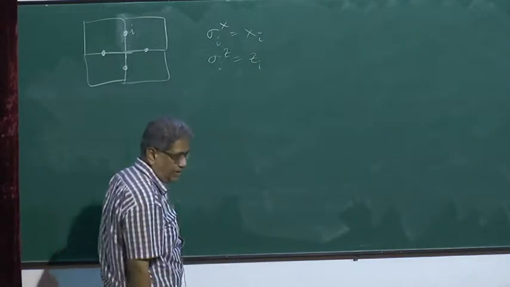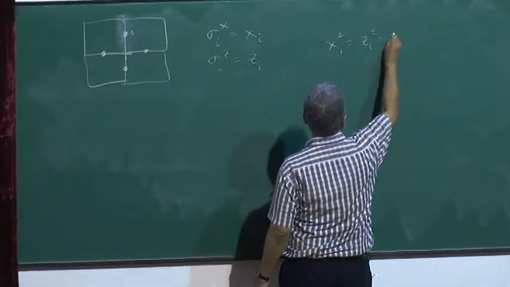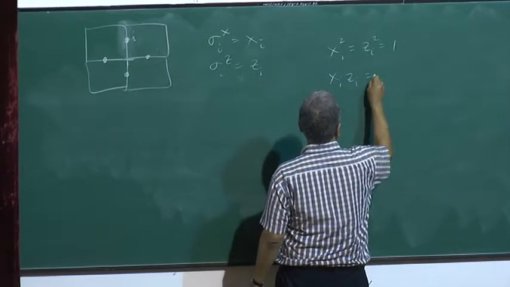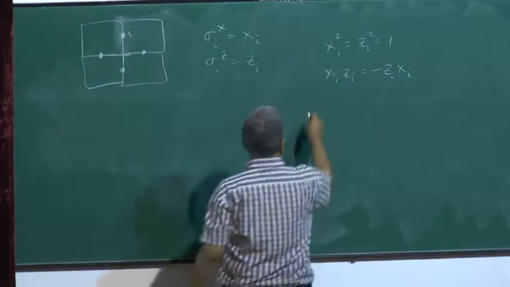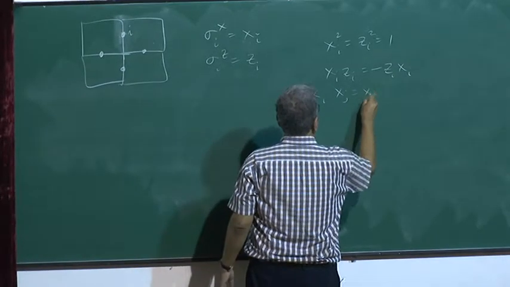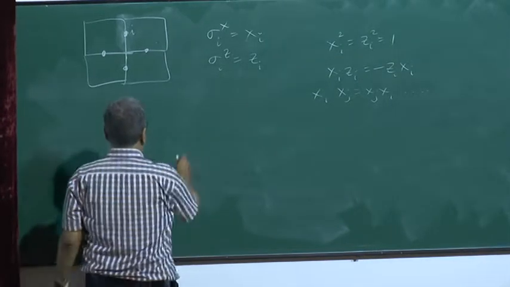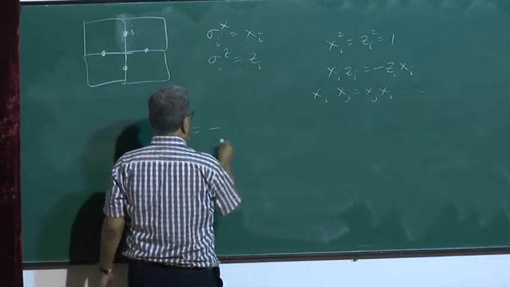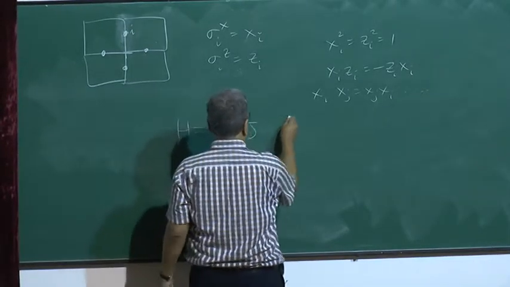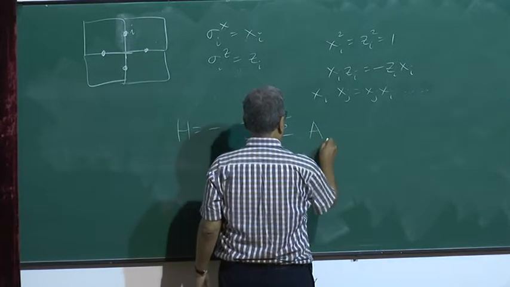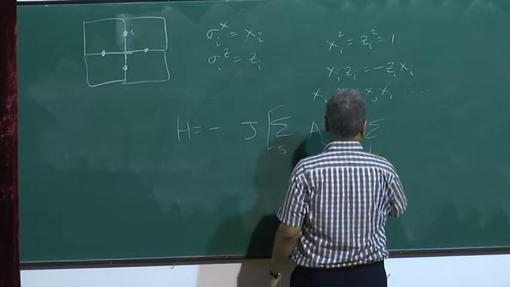So the idea is that X_i squared is equal to Z_i squared is equal to 1, X_i Z_i is equal to minus Z_i X_i, and at different sides of course they commute. So X_i X_j is equal to X_j X_i, etc. The Hamiltonian is minus, and I will call this coefficient J instead of alpha, sum over sites A_S, minus J sum over plaquettes B_P.